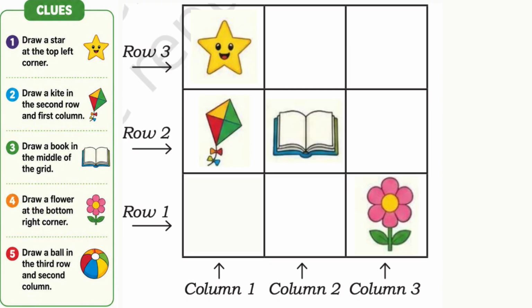Now we have one more question. Draw a ball in the third row and second column. This is the position of the ball. Third row, second column. See the figure here. So a grid contains rows and columns.